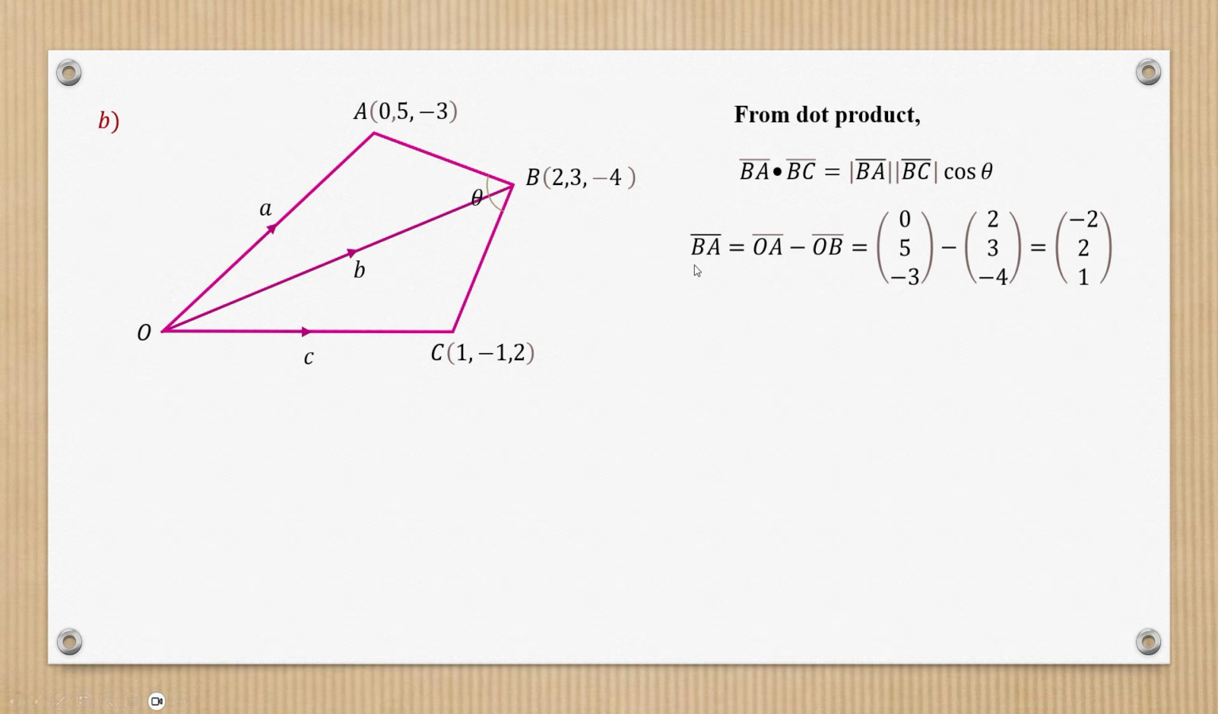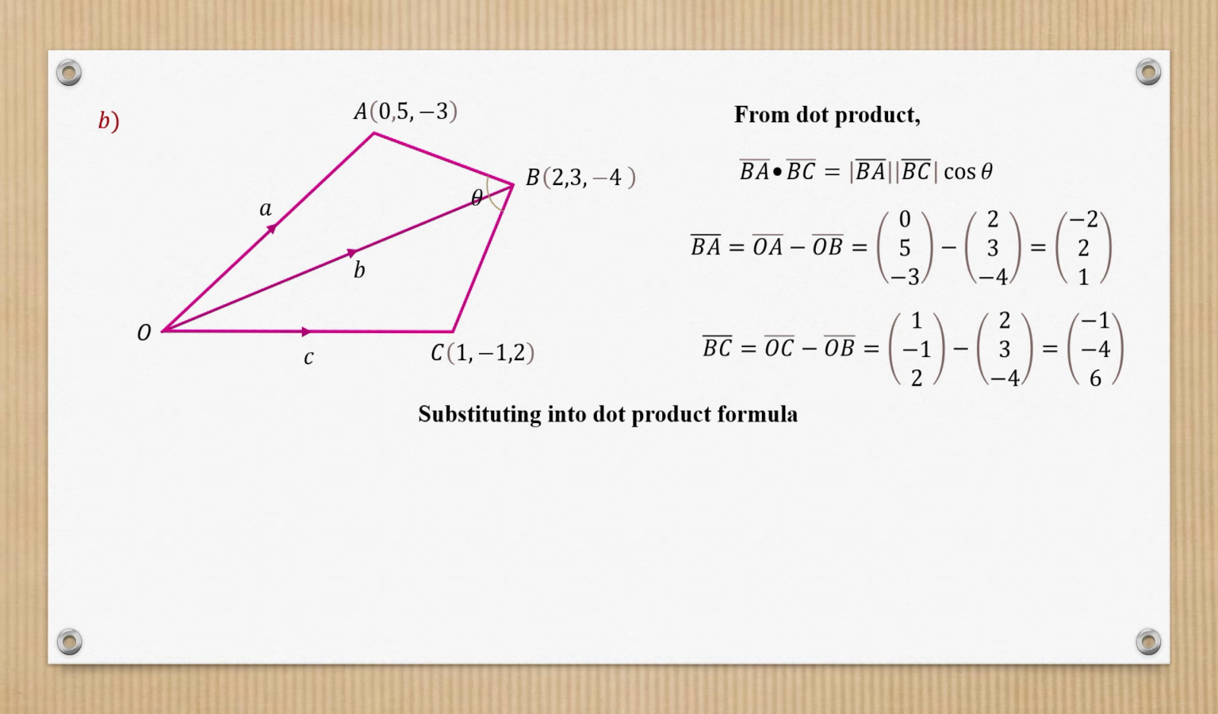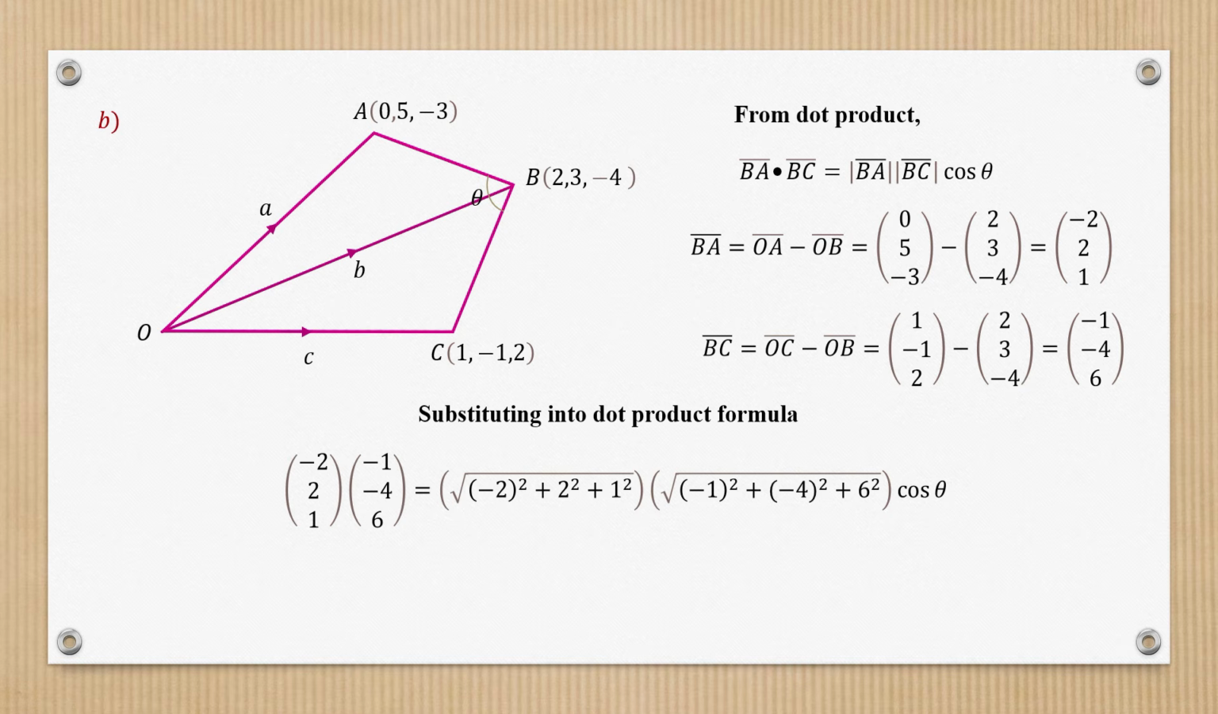Now to find BA: BA is equal to OA minus OB. And then when we subtract this, we're going to have negative 2, 2, and 1 as the position vector for BA. Now to find BC: BC shall be equal to OC minus OB, which is equal to negative 1, negative 4, and 6. Now substituting into the dot product formula, this is what we're going to have.